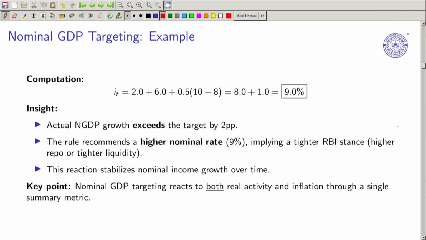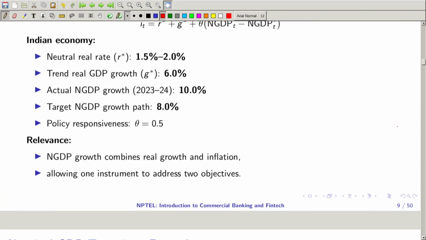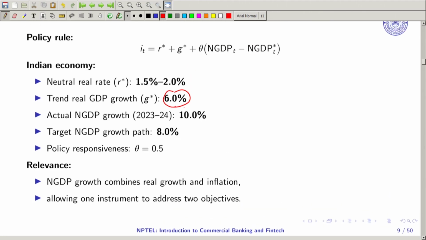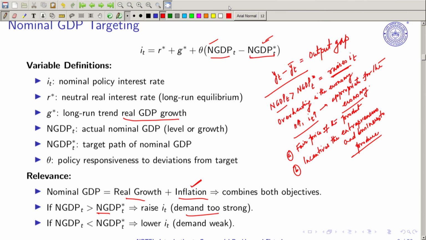So here you can see, if you substitute these values, we get 2% plus 6%. The 6% I mentioned is G star, the trend, right? I told about NGDP T star, but here it is G star, and the target NGDP growth is 8%. So here you can see it is the target.